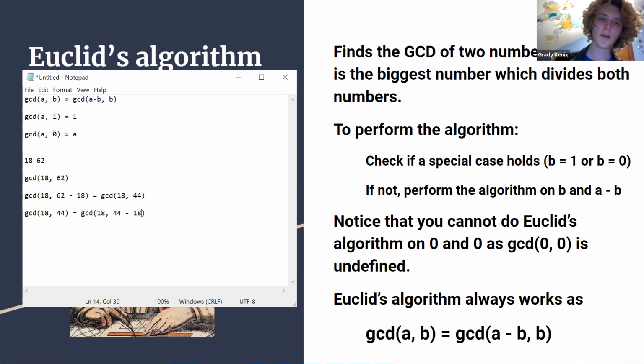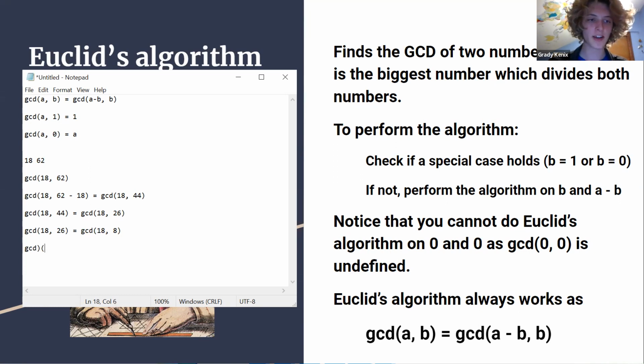We take the difference of the smaller number from the larger number. So 44 minus 18, again, quick mental math, it's going to be like 34 minus 8, which is 26. And we're going to do it all over again. Is 18 1 or 0? No, this might get a little repetitive. The 26 is also neither 1 nor 0, so we're going to do it again. The GCD of 18 and 26 is equal to the GCD of 18 and 26 minus 18. We take off the smaller number. What we get is 26 minus 18, which happens to be 8.